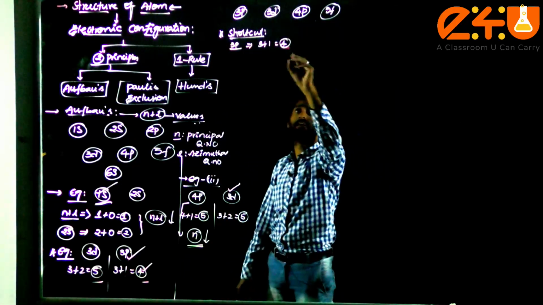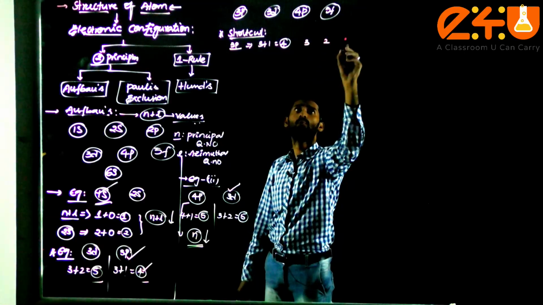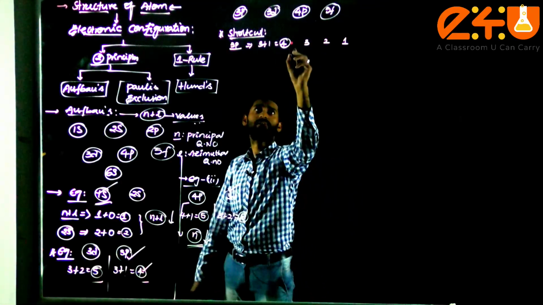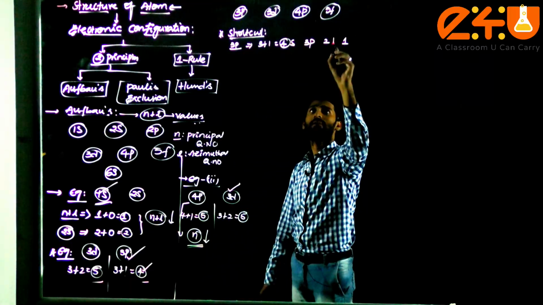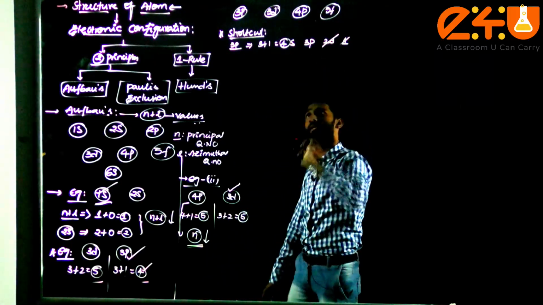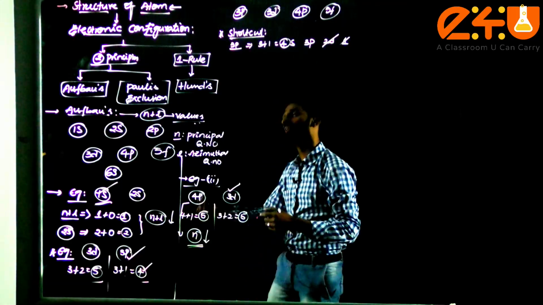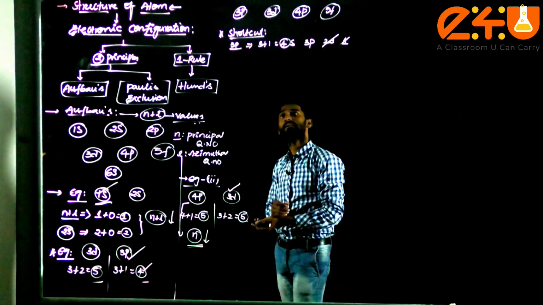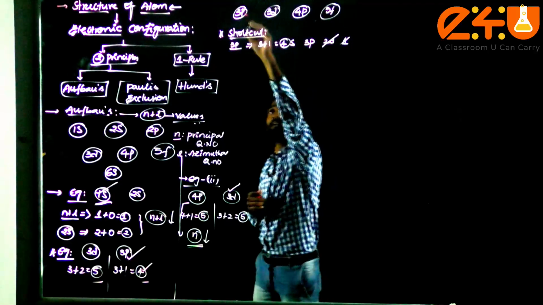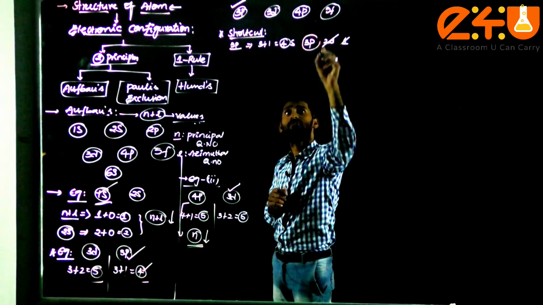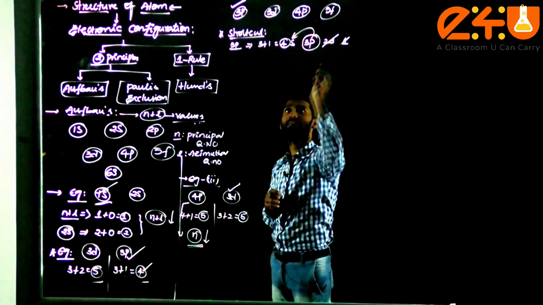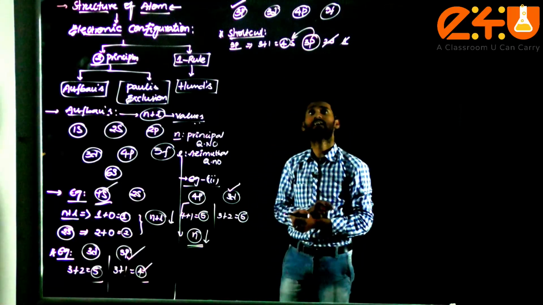Just write in decreasing order 4, 3, 2 as well as 1. Next, write first s, then after that p, then d. Is d possible or not? Up to here only. For example, if they ask after 3p, the electron enters which subshell first? Then after 3p, the electron enters 4s. Am I correct, dear students?